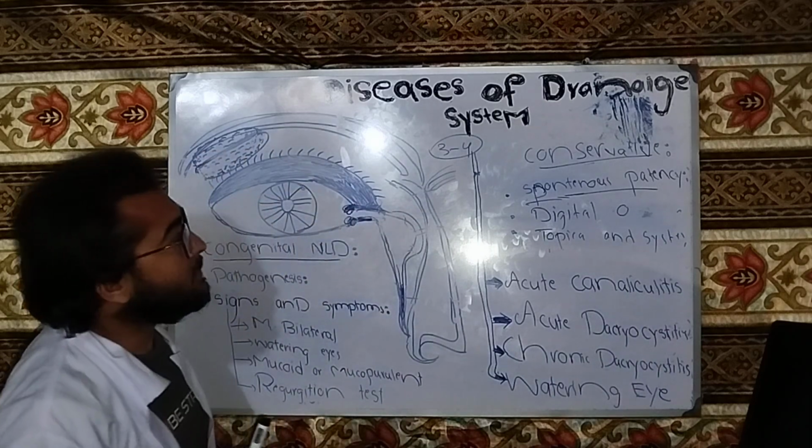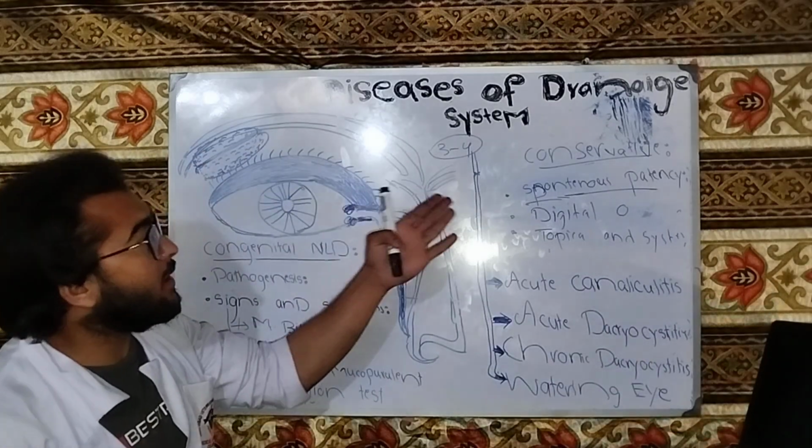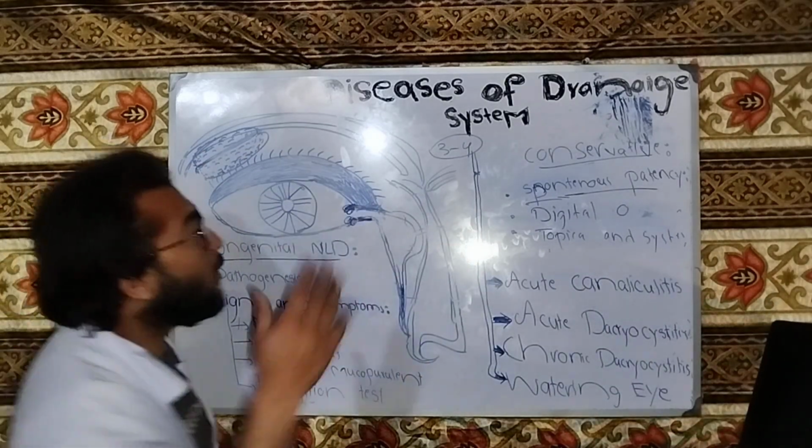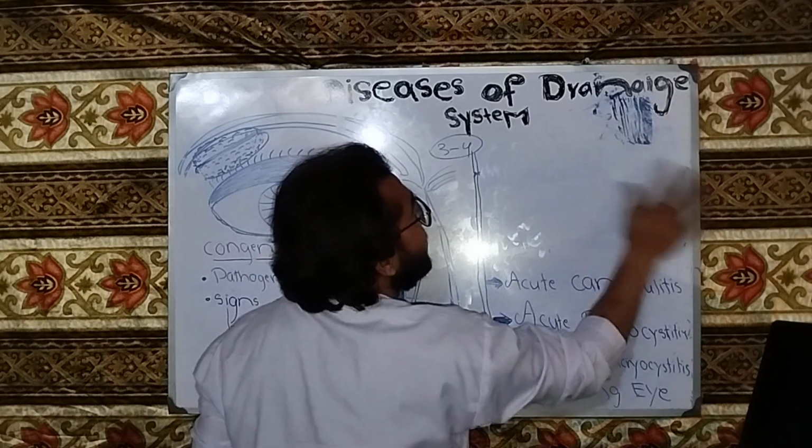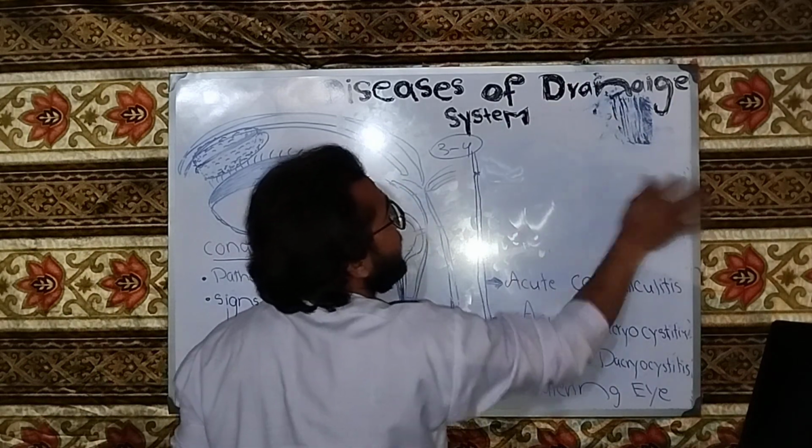Okay. So these are the conservative options. Now, what are the surgical options? What are the surgical options for NLD? Okay, I'm sorry guys.